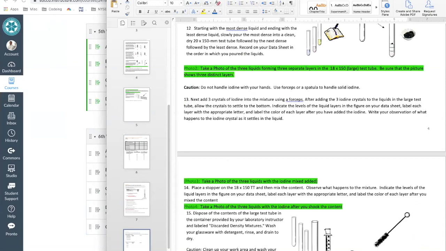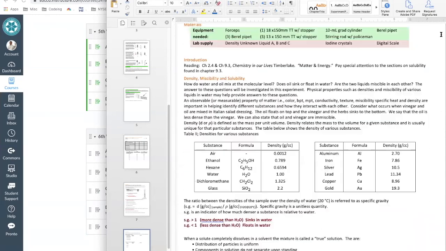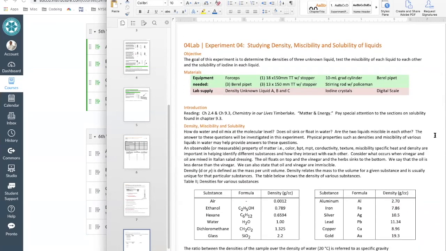I've downloaded the experiment. And what you guys need to remember is that this experiment will go pretty fast. Okay. There are 3 chemicals in your lab kit. It's called density, unknown A, unknown B, unknown C, and then you also have iodines.